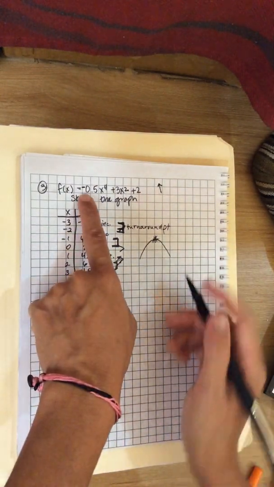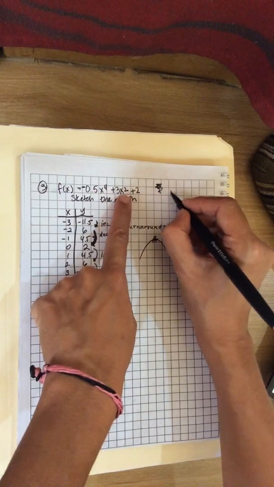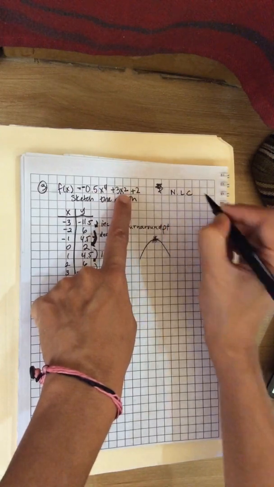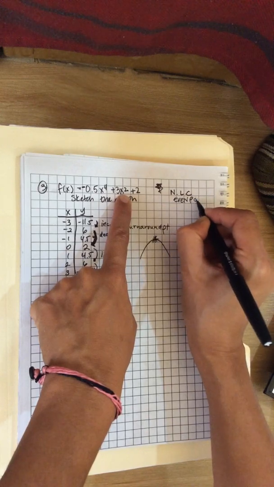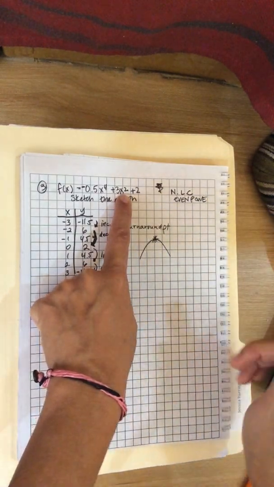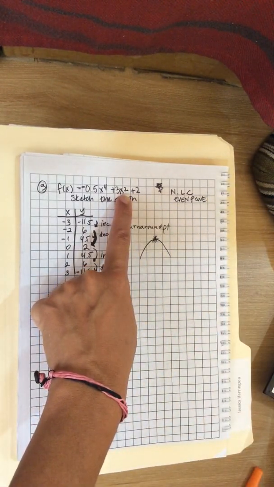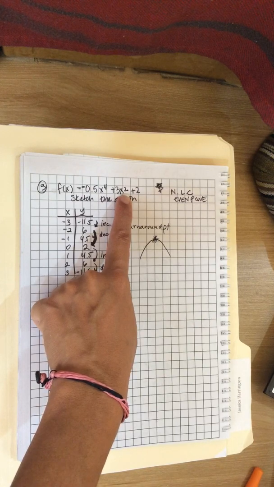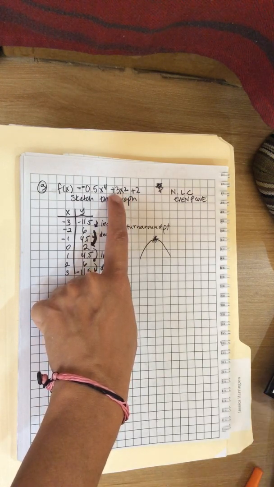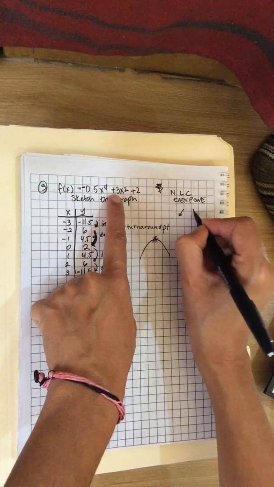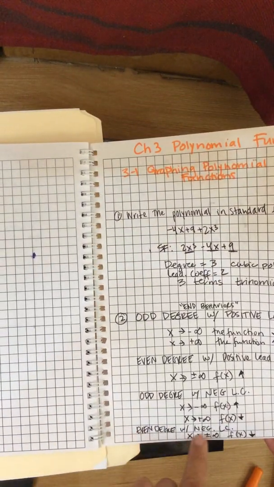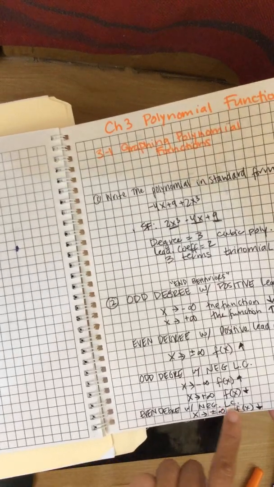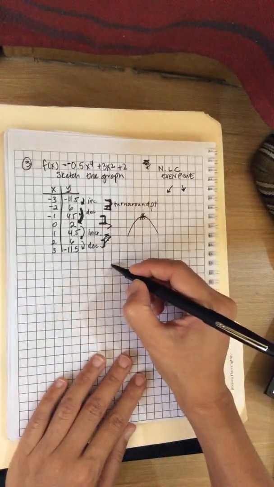This is negative 0.5. So this is a negative leading coefficient, and it has an even power. So I know my end behavior, if I look at that for negative leading coefficient with an even degree, is that it's going to go down on both ends, right? So kind of what we wrote here, even degree, negative leading coefficient. It's going to decrease on both sides. So let's just sketch this with what we have.